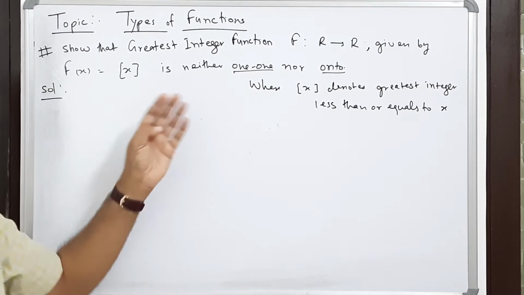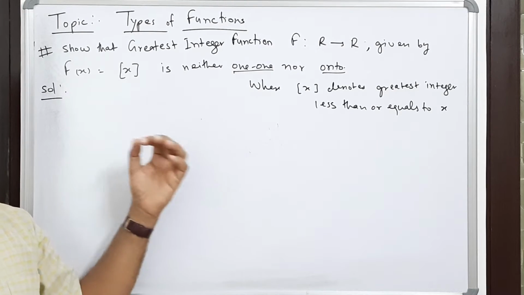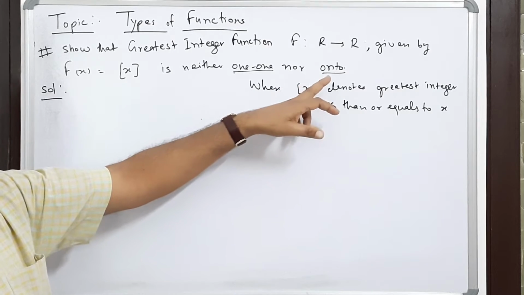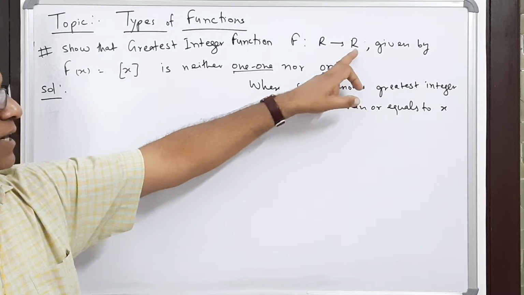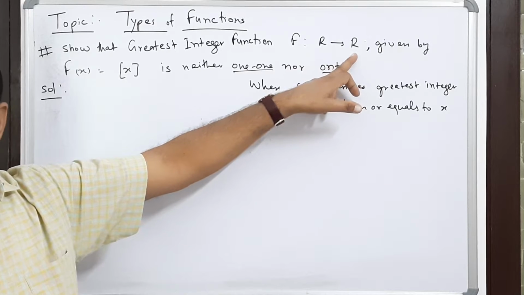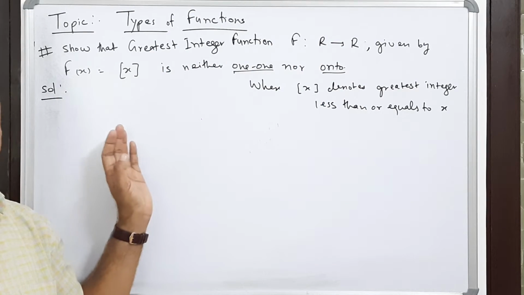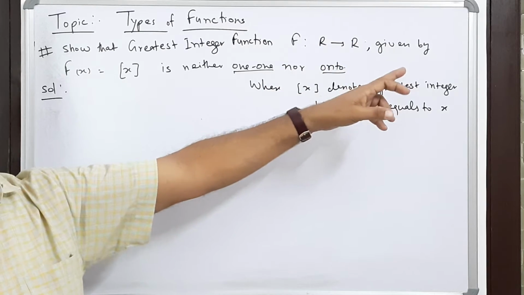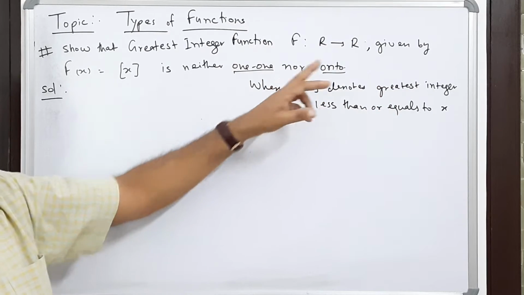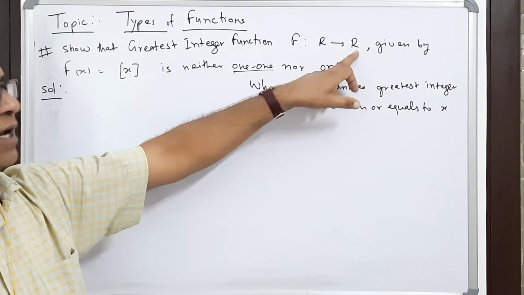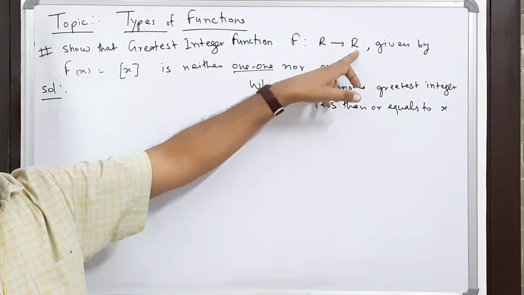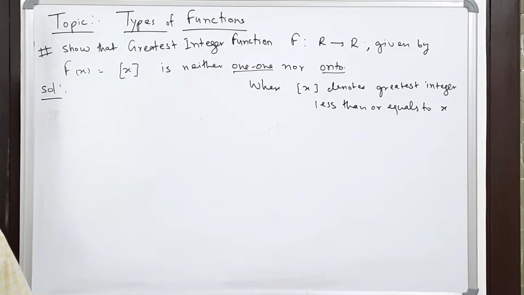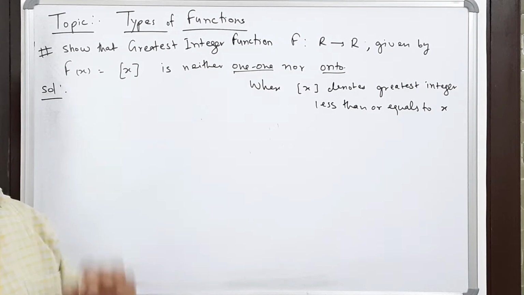I have already explained to you, dear students, that 1-1 means different elements have different images, and onto means every element of the second set has some pre-image in the first set. Every element of the first set should be related to a different element, and every element of the second set, the codomain, should have some image. That is the meaning of 1-1 and onto.